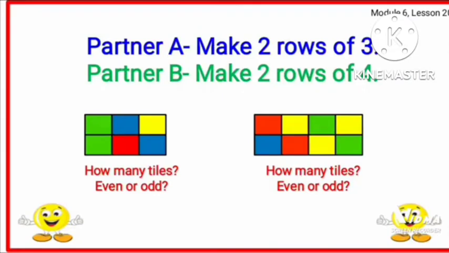Work with your partner. Make 2 rows of 3 and let your partner make 2 rows of 4. How many ties are in your own? 2 rows of 3, 6 ties. How many are in your partner's own? 2 rows of 4, 8 ties. Is your own 6 ties odd or even? Even. Your partner's 8 ties? Even.